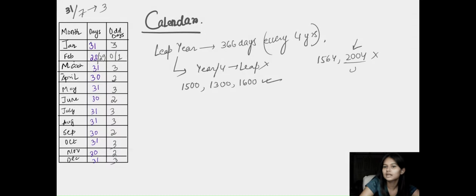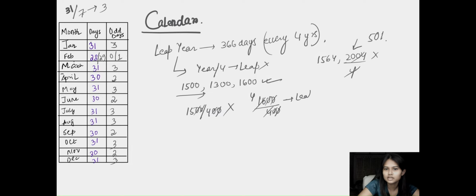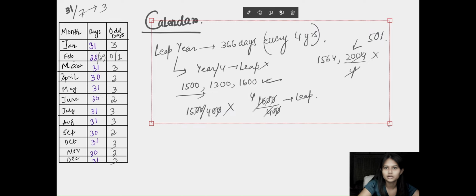If you get a year like this, you can directly just divide by 4 to check if it is a leap year. If it is perfectly divisible, then it is a leap year, all right? But for century years, we have to divide it by 400. So 1500 divided by 400, is it cutting perfectly? No, right? So this is not a leap year. Let's check 1600. It is perfectly divisible, so this is a leap year. This is the criteria for the leap year.